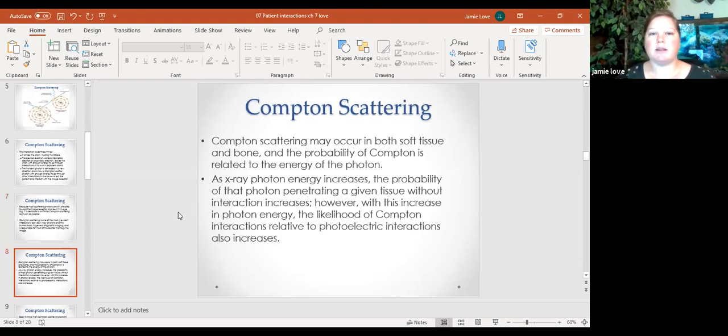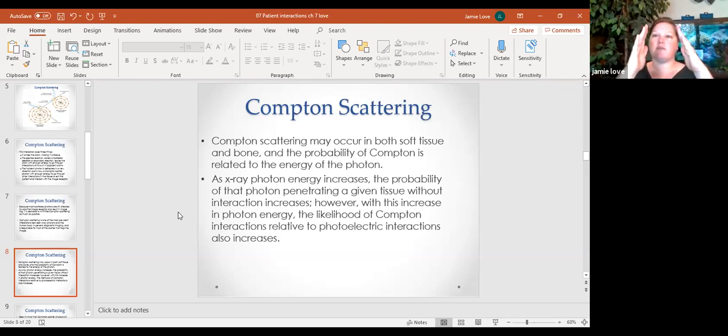Compton scattering can happen in soft tissue and bone. It can happen in any type of atom in the body. The probability of Compton happening is related to the energy of a photon. So here's where we get interesting. Just think about our beam again, from 0 to the maximum kVp we set. That's how much energy our beam's going to have. The higher we go up, the more different energies we're going to have in the beam. The higher we go up in kVp, the average energy shifts to a higher average energy. Everybody got you? Good there.